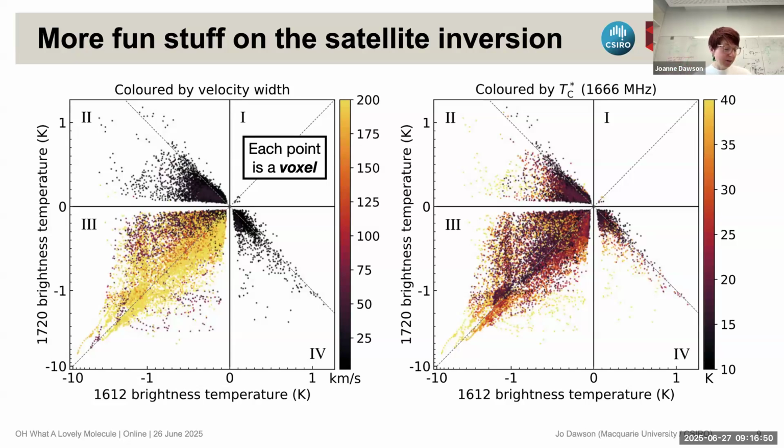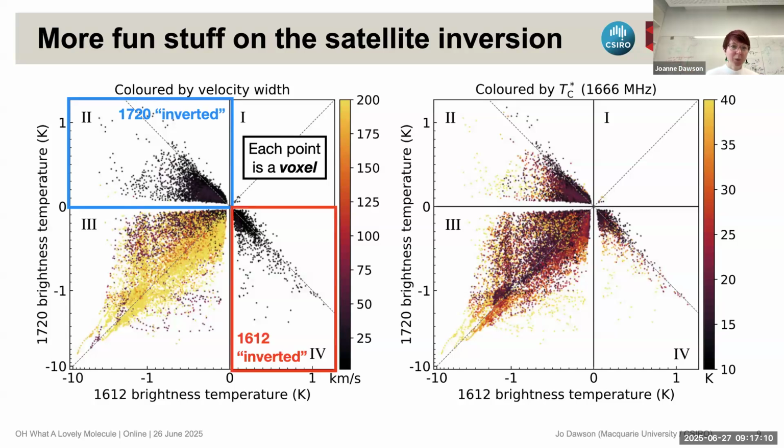I've picked out a pixel and plotted the brightness temperature of the two satellites in a given voxel. The second quadrant up there is when 1720 is inverted, and I put that in quote marks because we cannot confirm for sure that it's a true inversion, but it is emission against a bright background. Down here is where 1612 is inverted, and you can already see just from the number of pixels there that 1720 is the predominant sense of the inversion when you see it. Now, this massively filled quadrant is no inversion, and I'll talk about what that is in a minute.